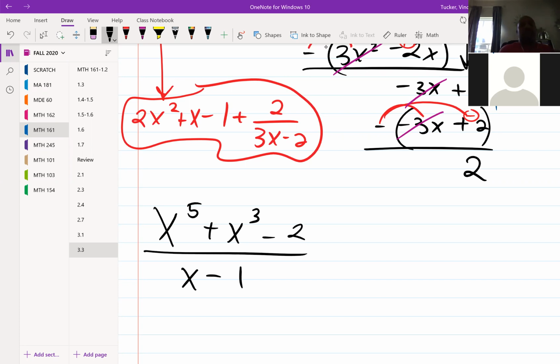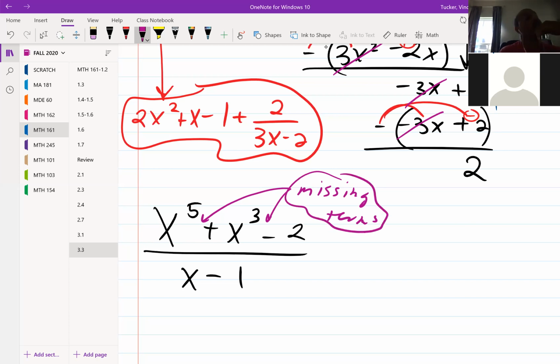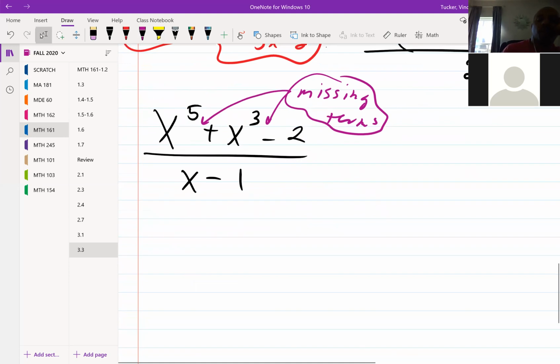All right, here we have x to the 5th plus x cubed minus 2 over x minus 1. So before we go any further, we have to recognize that we have missing terms. It skips from x to the 5th to x to the 3rd power, and then from x to the 3rd power all the way down to not having x at all. So you want your values for the exponent of your variables to go down in descending order, descending integers.